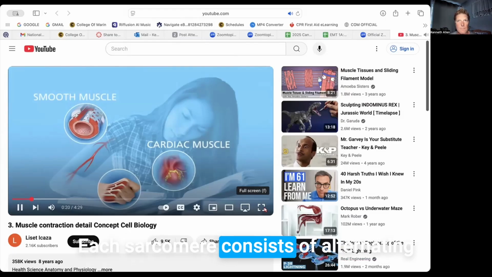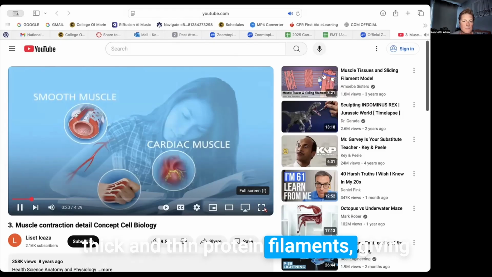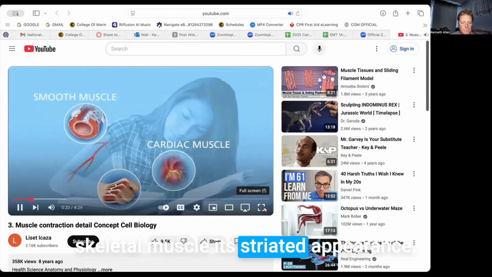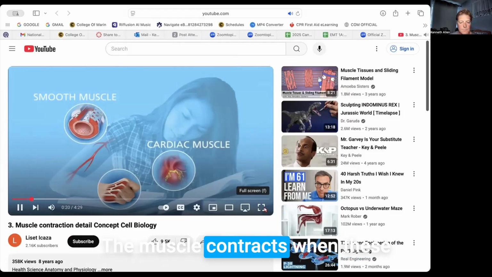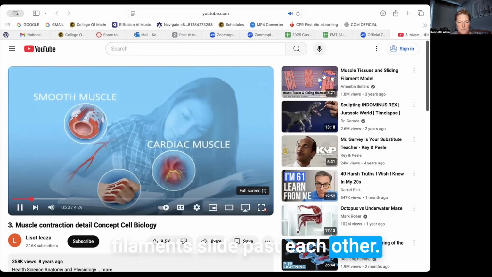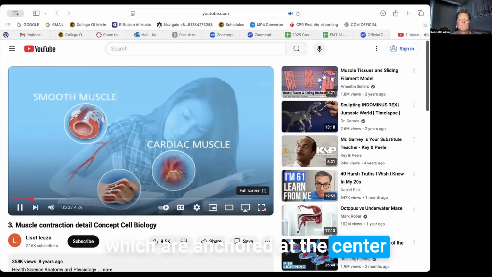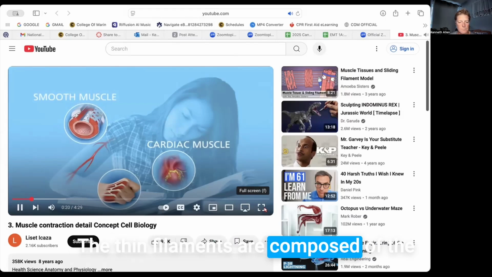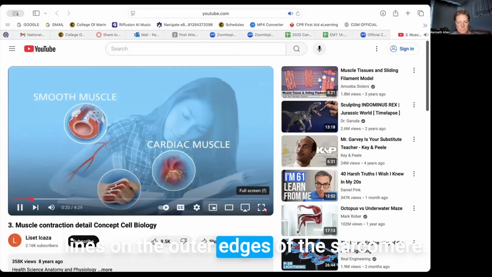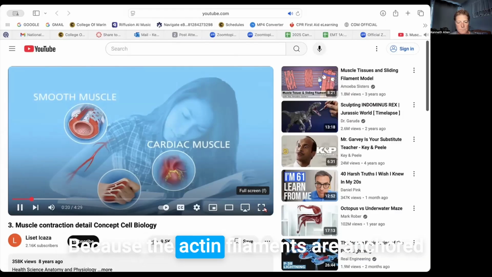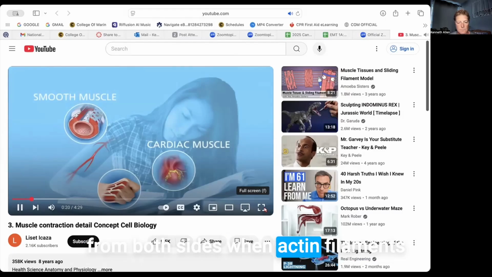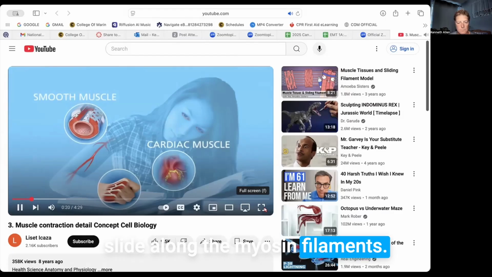Each sarcomere consists of alternating thick and thin protein filaments, giving skeletal muscle its striated appearance. The muscle contracts when these filaments slide past each other. The thick filaments are myosin, which are anchored at the center of the sarcomere, called the M line. The thin filaments are composed of the protein actin, which are anchored to the Z lines on the outer edges of the sarcomere. Because the actin filaments are anchored to the Z lines, the sarcomere shortens from both sides when actin filaments slide along the myosin filaments.